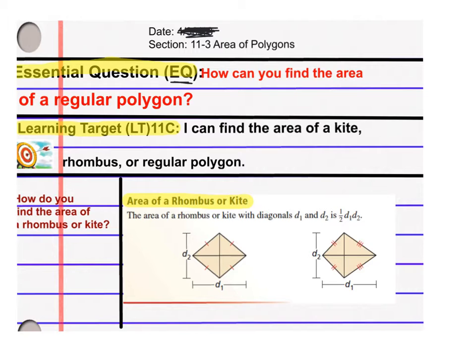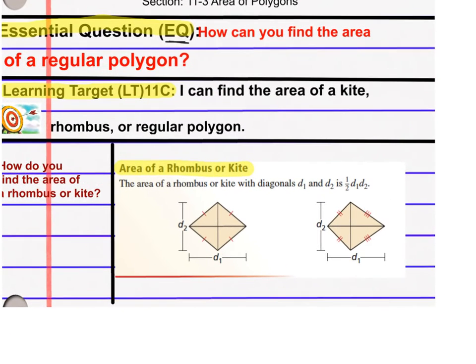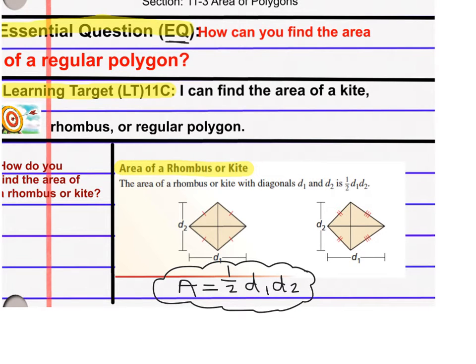We're going to start with a rhombus or a kite. They actually share the same formula. The area of a rhombus or a kite with the diagonals D1 and D2, D stands for diagonals, is area equals 1/2 times the first diagonal times the second diagonal. And that is the same formula for both a kite and a rhombus. Pretty straightforward. You just want to make sure that a diagonal goes from one vertex across to the other. And here is another diagonal like that.